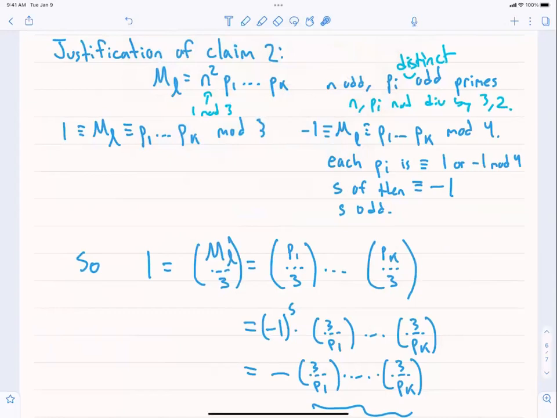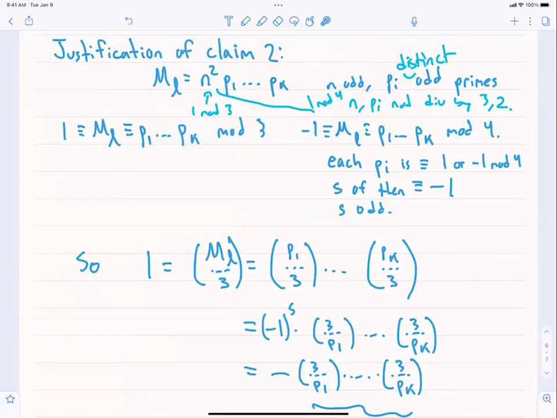On the other hand, if I look mod 4, by the same logic, this n squared is congruent to 1 mod 4. So when I look mod 4, I just get the product of these other odd primes. And I also already computed that m_L is congruent to -1 mod 4, or 3 mod 4. Okay, and so if I look at this equation, I can deduce the following. I know each of these odd primes is going to be congruent to 1 or -1 mod 4. So I can treat each of these being a 1 or a -1. But when I multiply them all together, I'm getting -1.